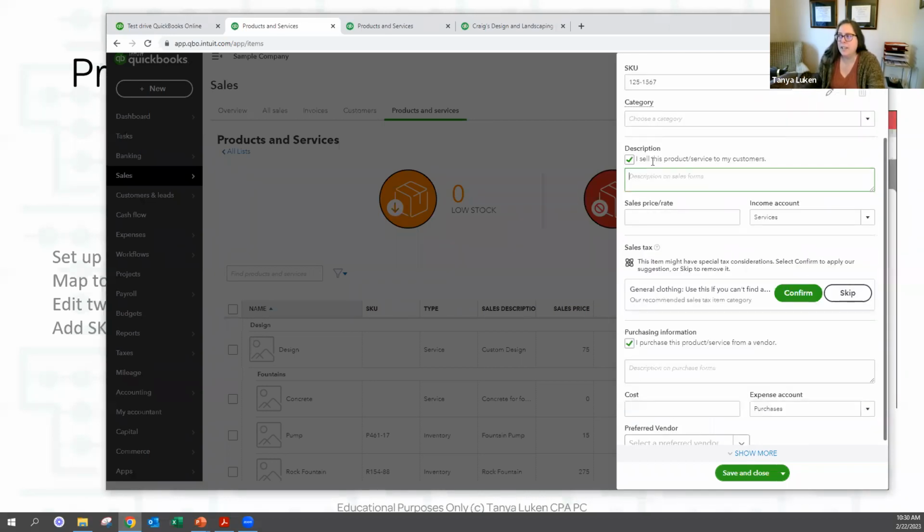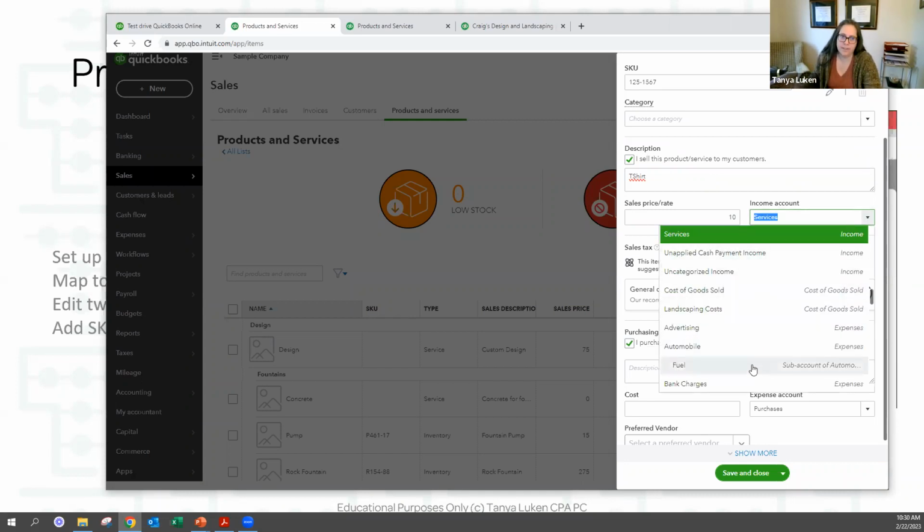And then it's asking, I sell this product and service to my customer. So when you sell it, what do we want to call it? We can call it a t-shirt and we're going to sell it for $10 a piece, let's say. And then it asks our income account. This is why your chart of accounts is so important, because this income account goes right back to your chart of accounts.